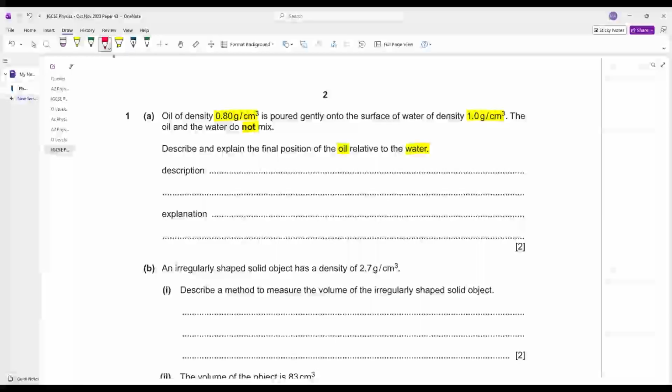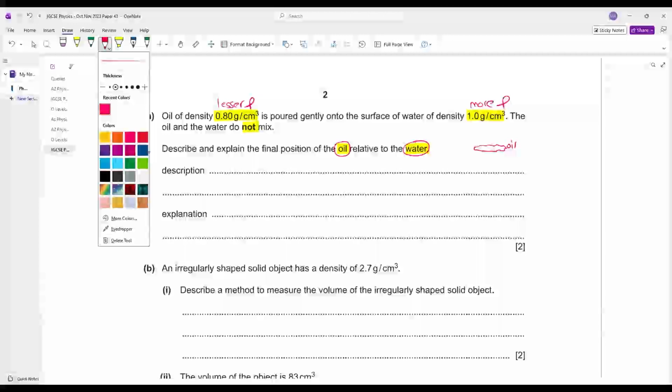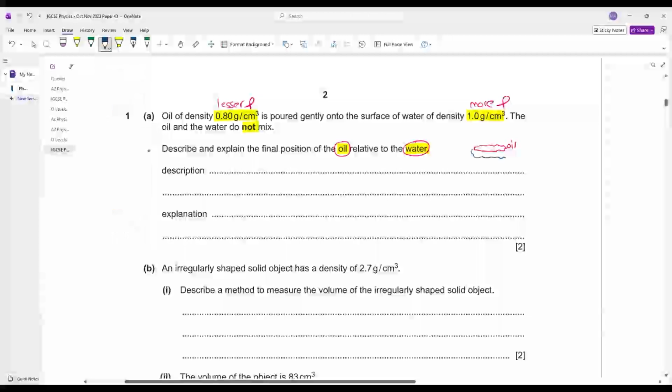हमने बताना है what is the final position of the oil relative to water. How will you tell that? First of all, can you realize oil has a lesser density? Oil की density less है, water की density more है. What will happen? Oil will float on the surface of water. So you will say, since oil has a lesser density than water, oil floats on the surface of water.